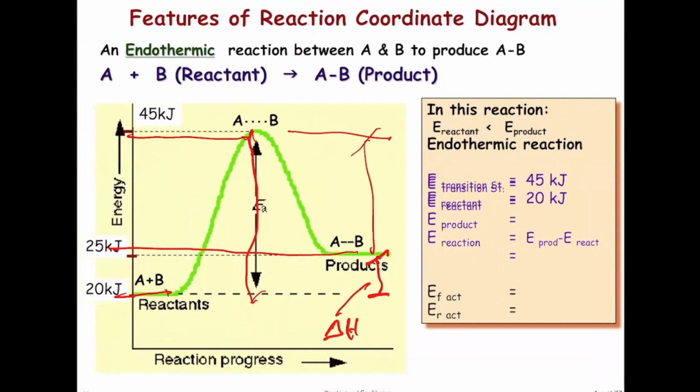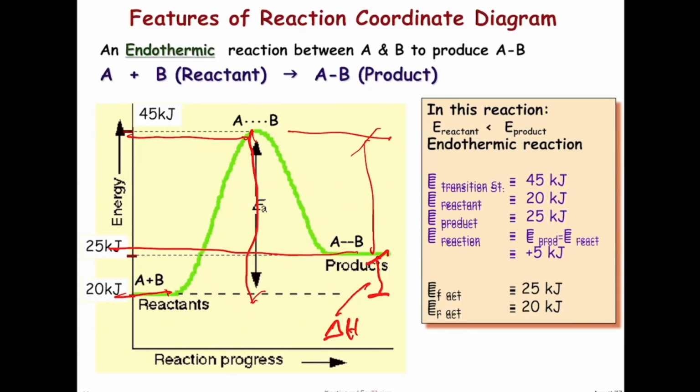20 is the energy of the reactant. 25 is the energy of the product. Positive 5 is the delta H of the reaction: 25 minus 20 is positive 5. The forward direction is 45 minus 20, that's 25. And the reverse direction is 45 minus 25, that's 20. Make sure you understand the vocabulary associated with that, because you're going to need to be able to read the chart and then figure this out based on the chart like that.